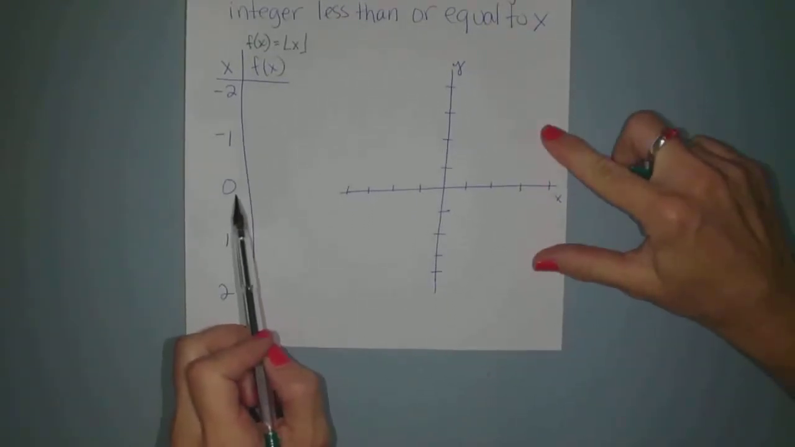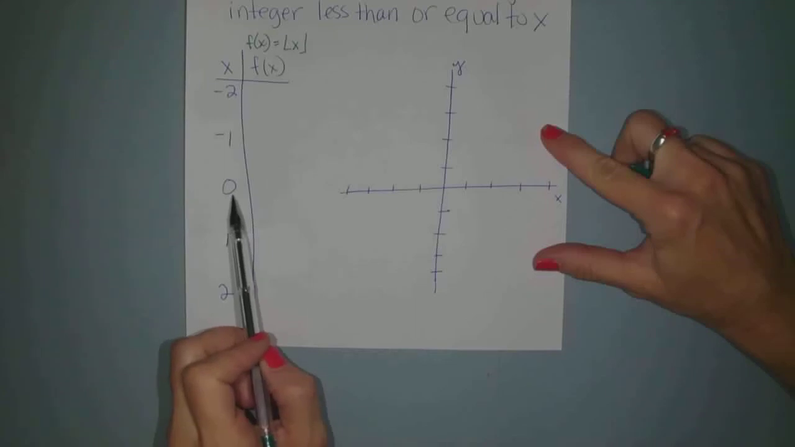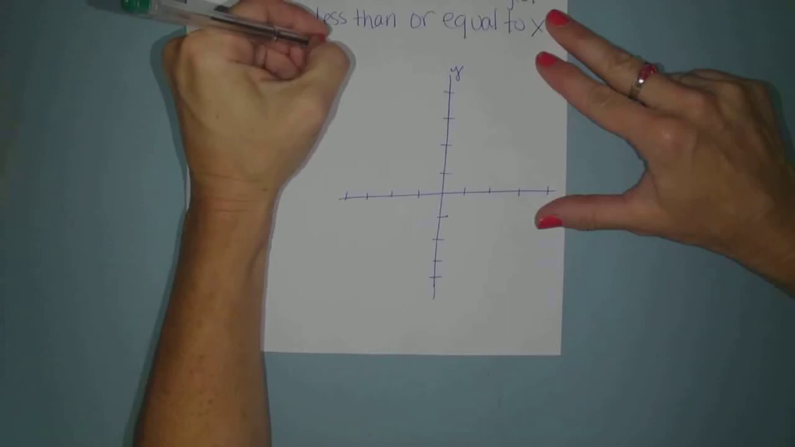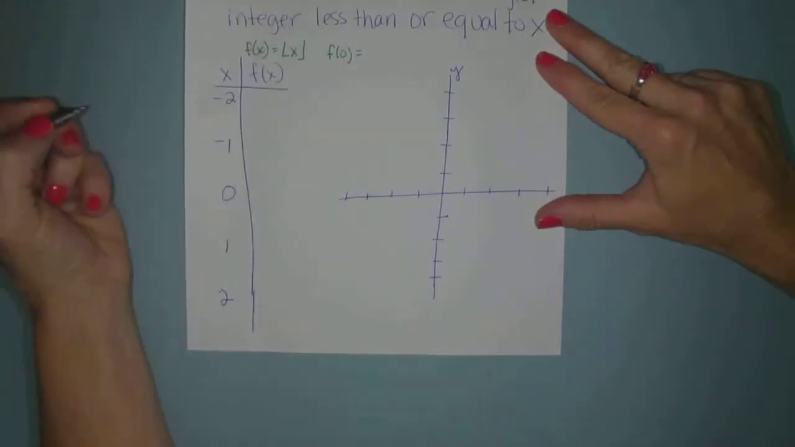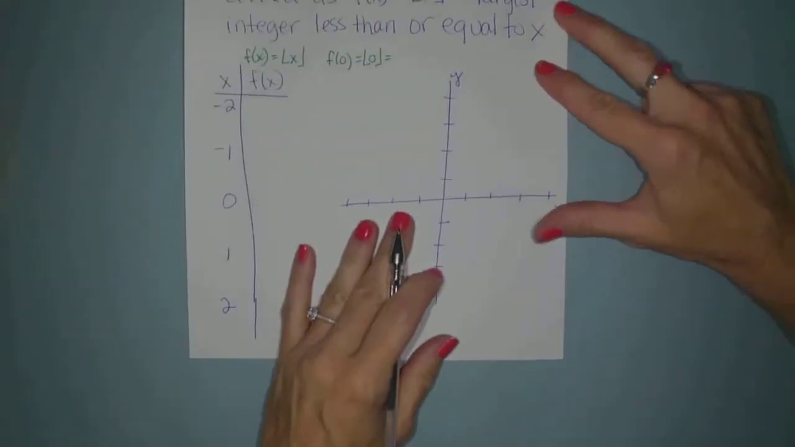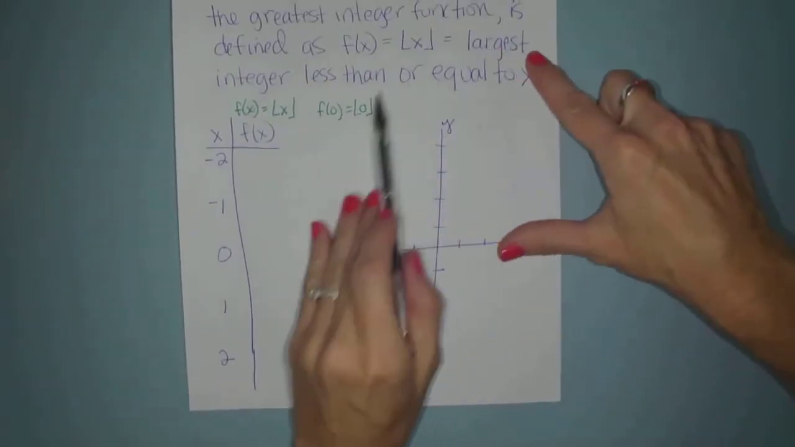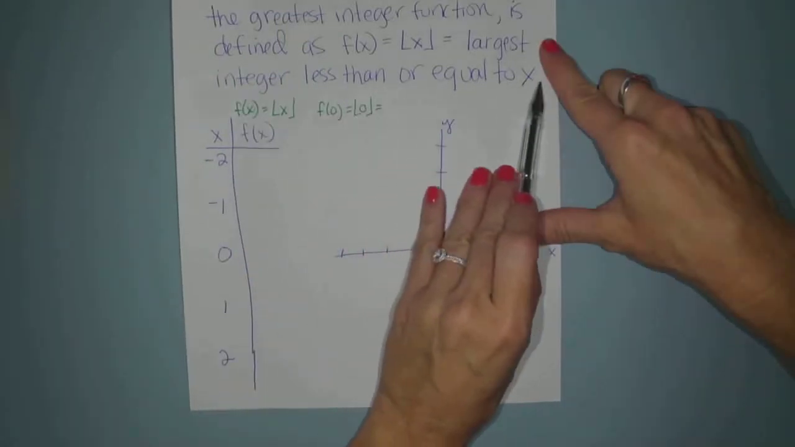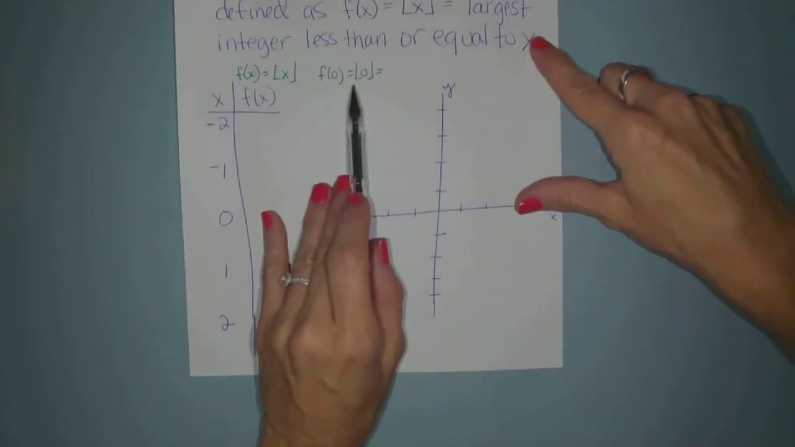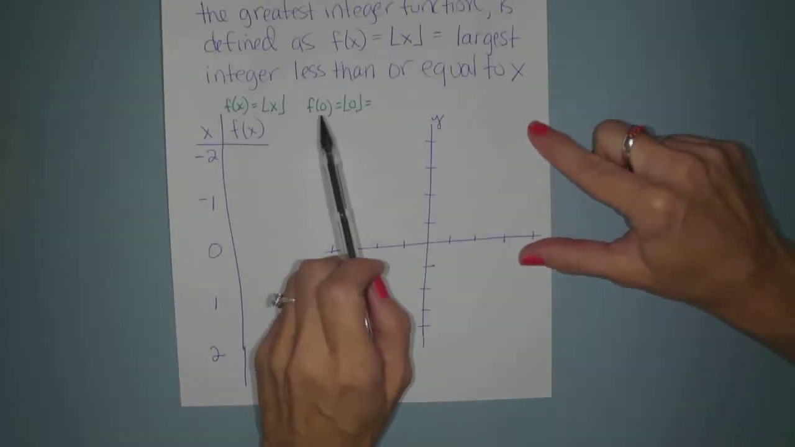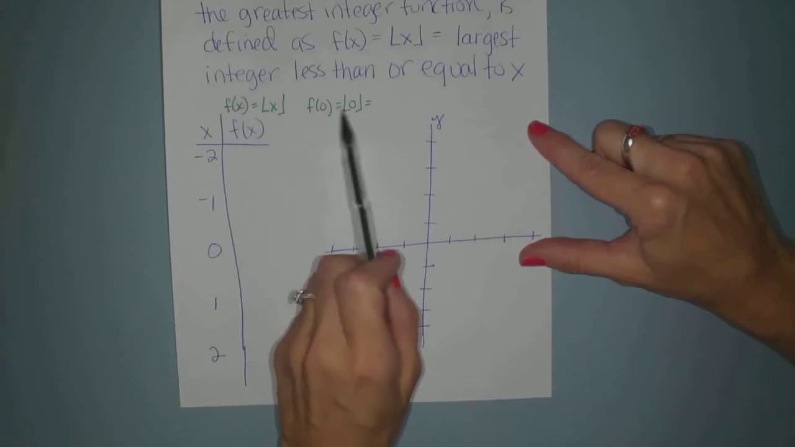Let's start with 0. If I plug 0 into f of x, I would have that f of 0 equals the greatest integer function of 0. And then I have to look at my words here. I'm looking for the largest integer less than or equal to x. So I need the largest integer less than or equal to 0.